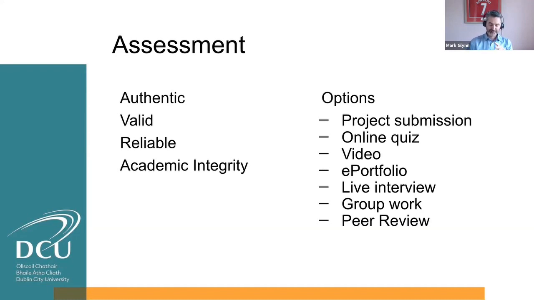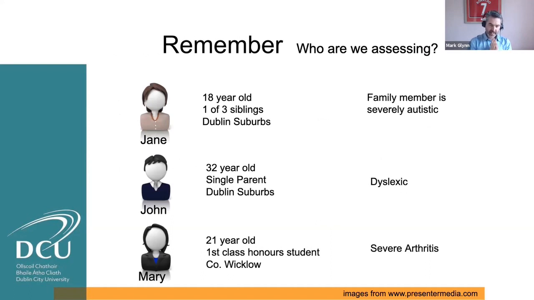I know I only have 10 minutes, so I am going to wrap up here. But I want to wrap up by reminding you, who are we assessing? Keep that in your mind. We wouldn't know that Jane has a severely autistic family member. We wouldn't know that John has a 3-year-old wanting to watch Peppa Pig at the same time. And we wouldn't know that Mary has severe arthritis. Or maybe we're thinking from an academic integrity perspective, we're saying you should have a webcam and we should be able to look at you and analyze everything you're doing to ensure there was nobody else there in the room. Well, what about Jane, who's one of 3 siblings in college? Maybe the 3 of them are doing exams at the same time and there's one laptop in the family.